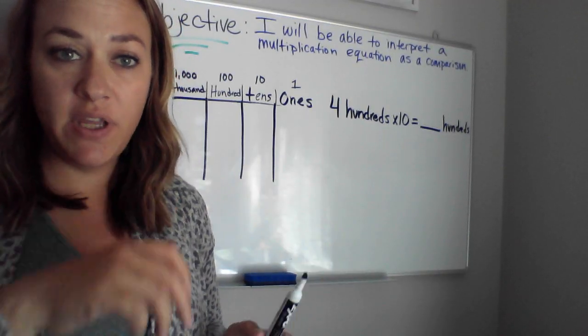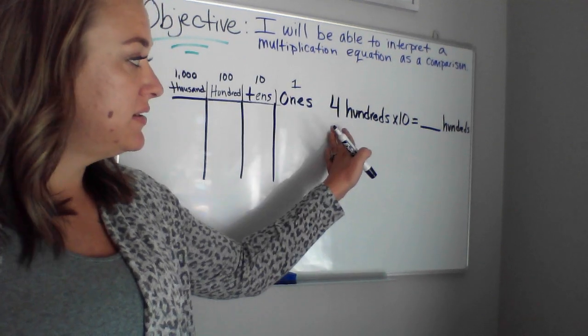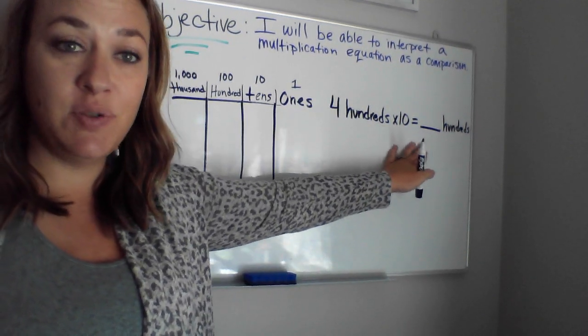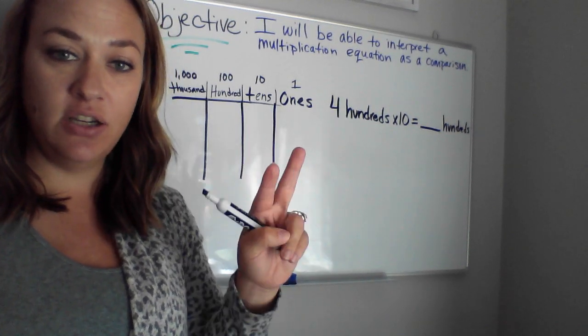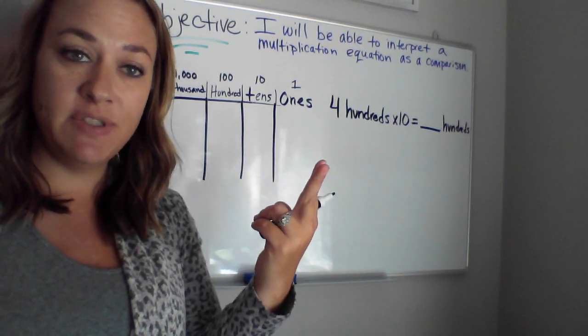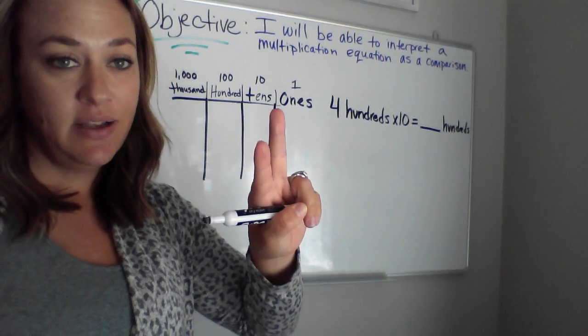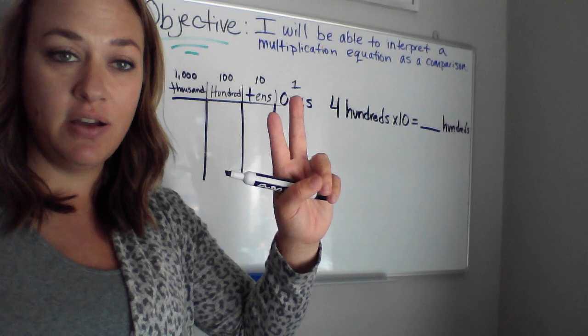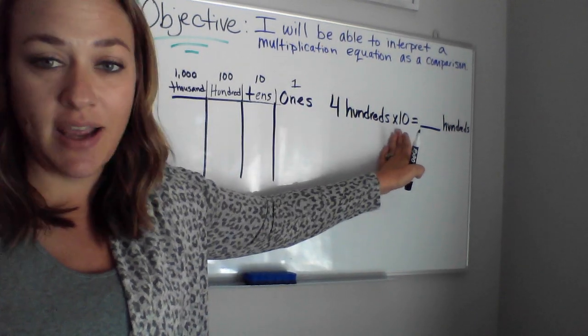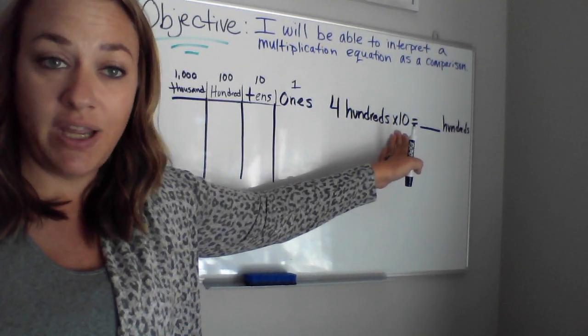All right, here we go. So we have 4 hundreds times 10 equals blank hundreds. So remember multiplication is interchangeable. So I can have 2 times 5 or 5 times 2. And the numbers can be on either side of my multiplication sign, but what I'm doing is the same, okay?